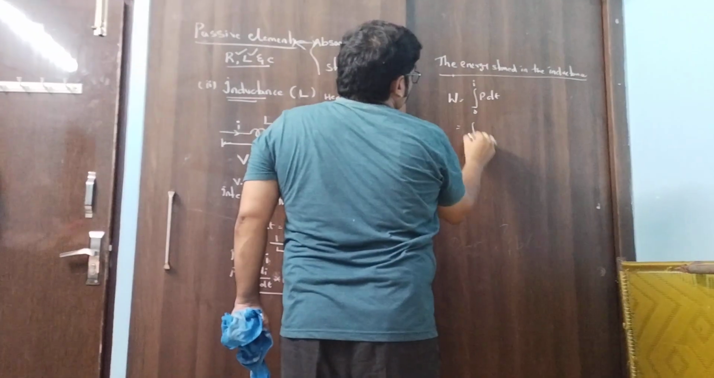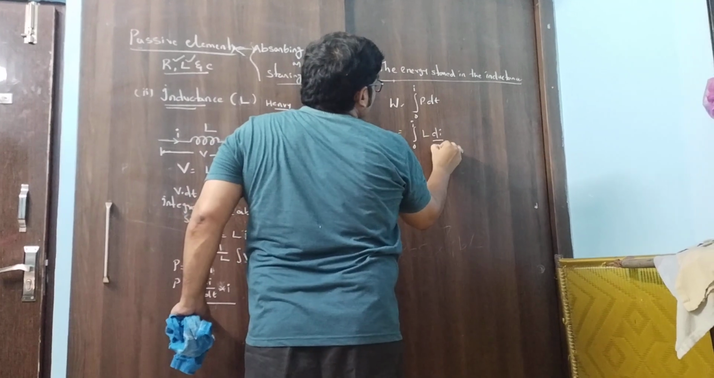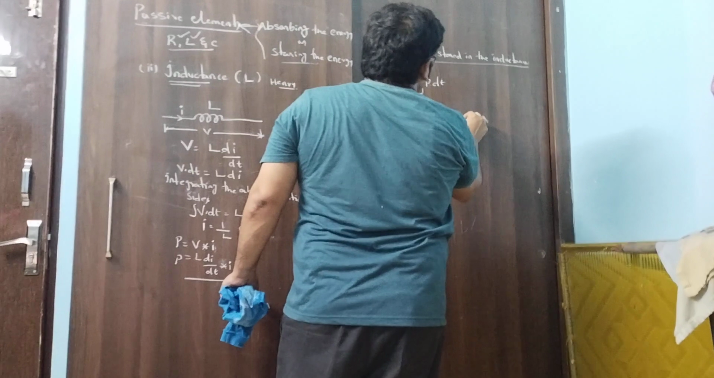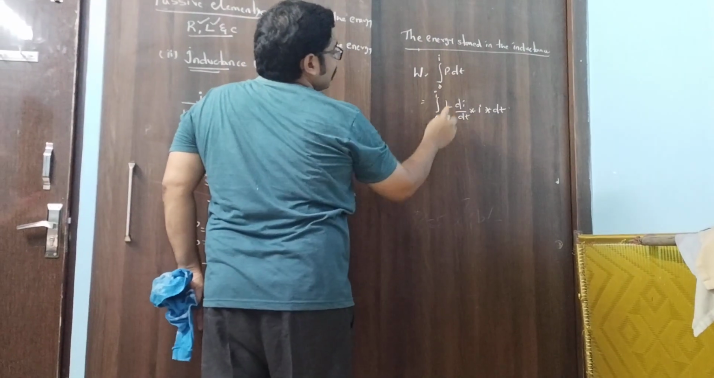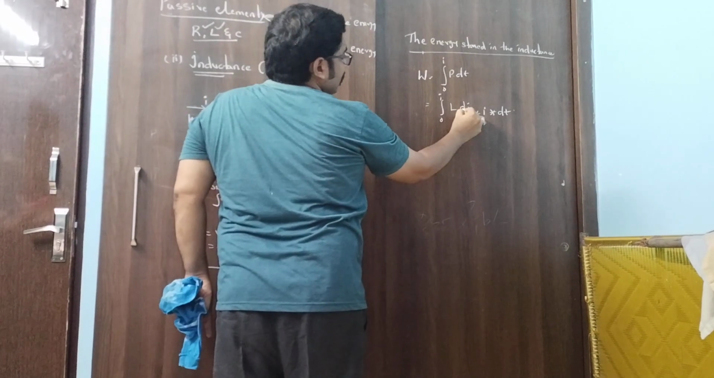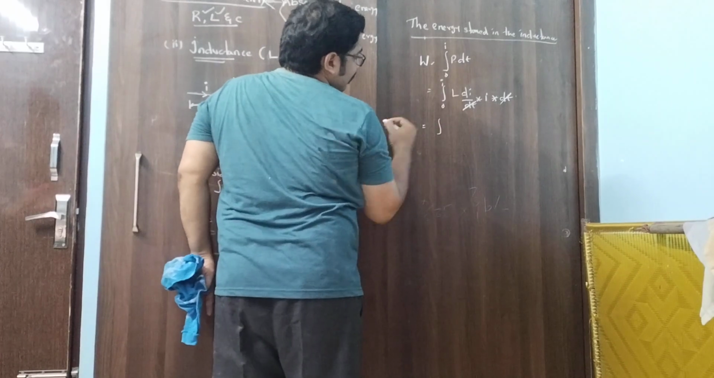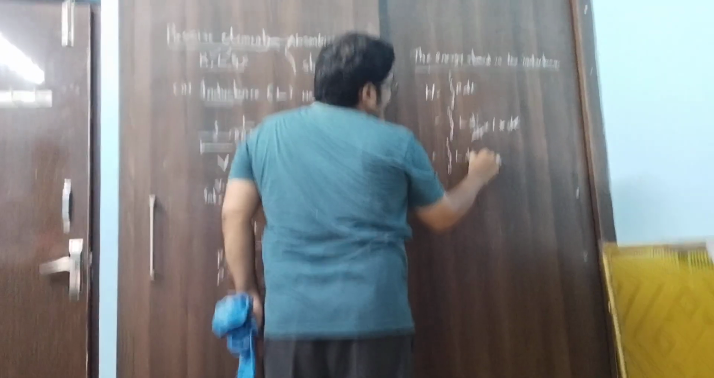So what is P? L into di divided by dt multiplied with I. As usual you have dt here, so P into dt is L into di divided by dt multiplied with I into dt. So dt and dt will get cancelled, leaving the integral from 0 to I of L into di into I.